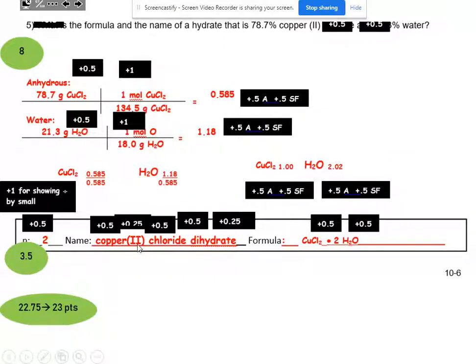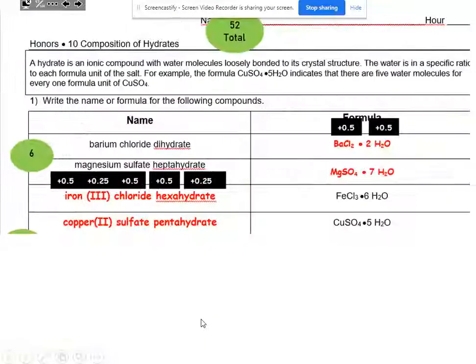This one does need a Roman numeral, so that's a quarter of a point. Copper 2 chloride. Di is the prefix for 2, not bi. Hydrate, and then CuCl2.2H2O. So then you're going to write how many you missed there. And then remember that the total is out of 52.